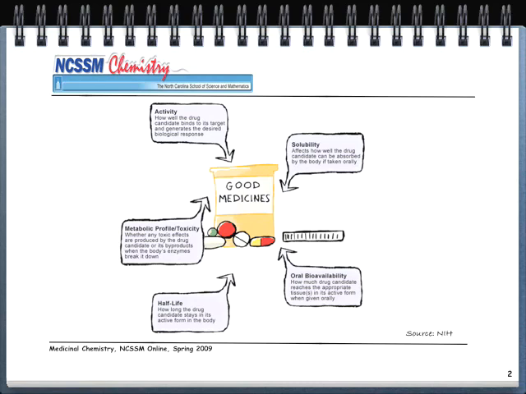If you look at this slide here, which represents a cartoon of good medicines, there are 4 or 5 very important considerations that need to be made in designing a drug. Certainly at the very top, activity: how well the drug candidate binds to its target and generates the desired biological response, in this case, curing whatever disease we're trying to cure. Metabolic profile and toxicity, this really talks to side effects. Half-life: how long the drug will stay active in its active form in the body. Oral bioavailability: how much the drug candidate reaches the appropriate tissue in the active form, specifically when given orally.